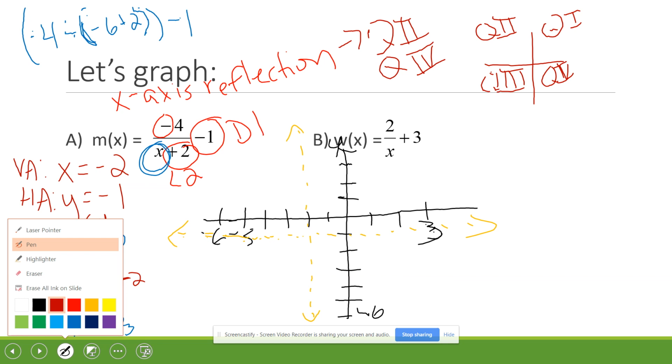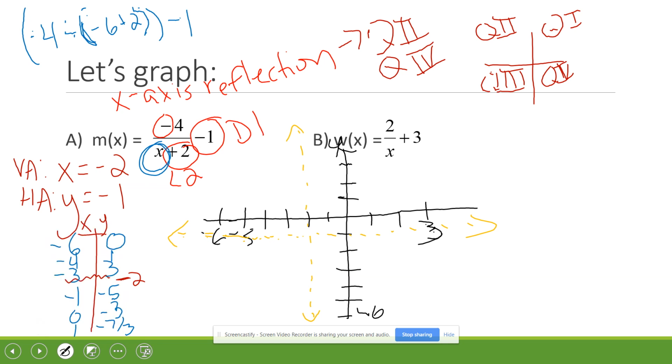Okay, so I'm going to go ahead and plot my points. -6, 0, -4, 1, and -3, 3. There's my curve in quadrant 3, and I'm taking these quadrants from our new set of asymptotes. And then over on the other side, I have -1, -5, 0, -3, and -1, -7/3. And there's our graph.